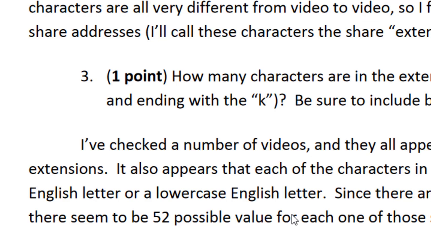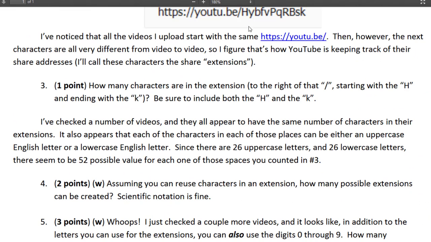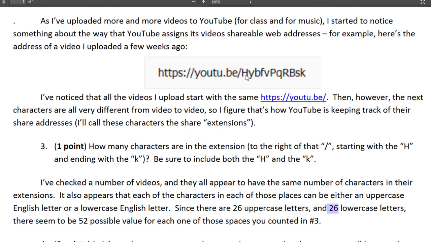Let's get back into it. I checked a number of videos. Yep. And they seem to be, these symbols are either upper or lowercase letters, and they're seemingly random. I found out actually they are random. We'll come back to that in a second. If there are 26 uppercase possibilities and 26 lowercase possibilities, that means every single one of these spaces has 52 options to choose from.